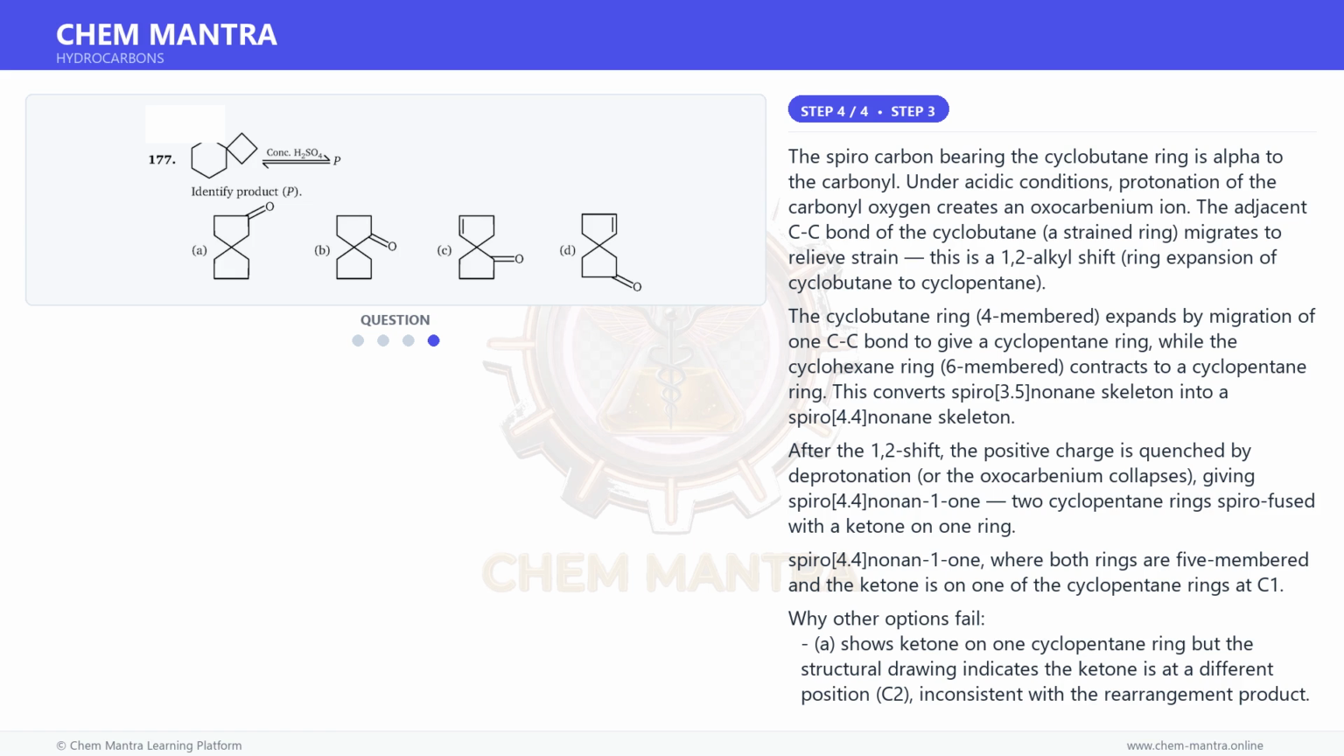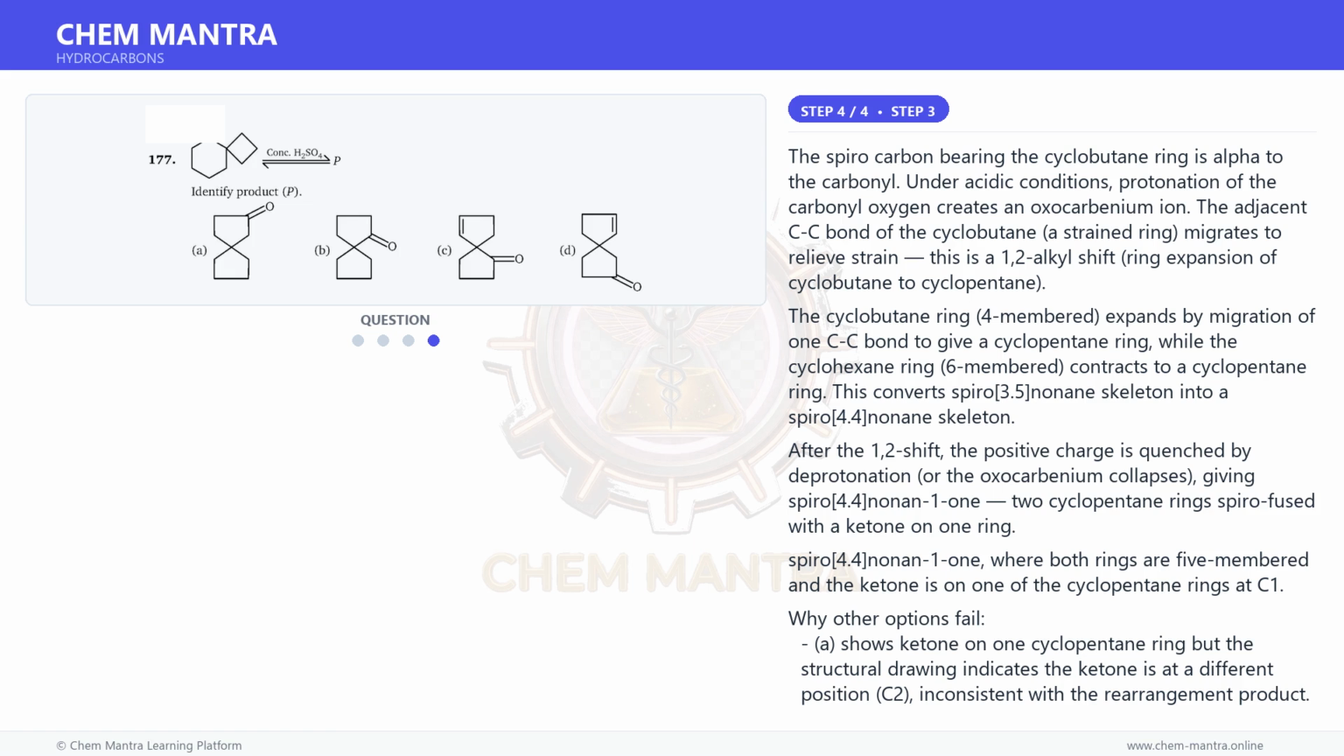This converts the spiro[3.5]nonane skeleton into a spiro[4.4]nonane skeleton. After the 1,2 shift, the positive charge is quenched by deprotonation, or the oxocarbenium collapses, giving spiro[4.4]nonan-1-one, two cyclopentane rings spiro-fused with a ketone on one ring. Spiro[4.4]nonan-1-one, where both rings are 5-membered and the ketone is on one of the cyclopentane rings at C1.